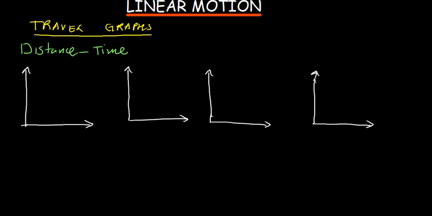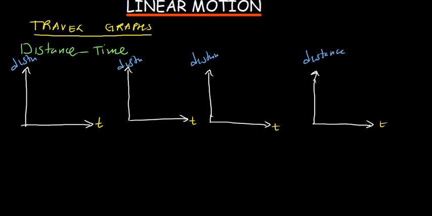Okay, so the x-axis is always time. We need to know that. And then since this is a distance time graph, meaning that the y-axis is going to be distance. Okay, we have got distance there. It is very important for you to label the graph.